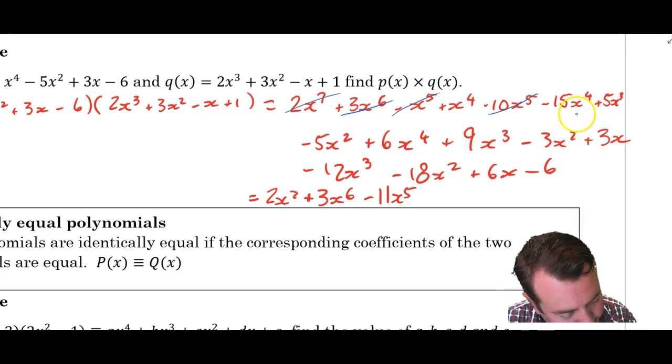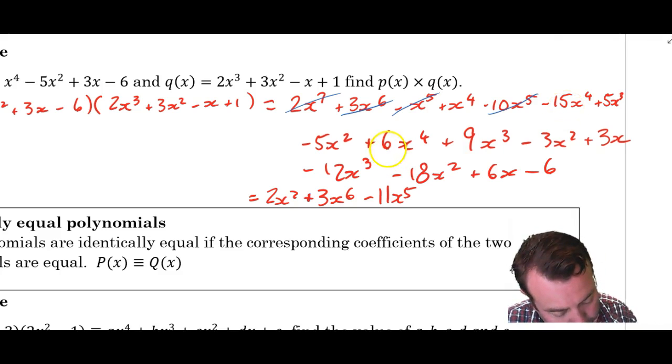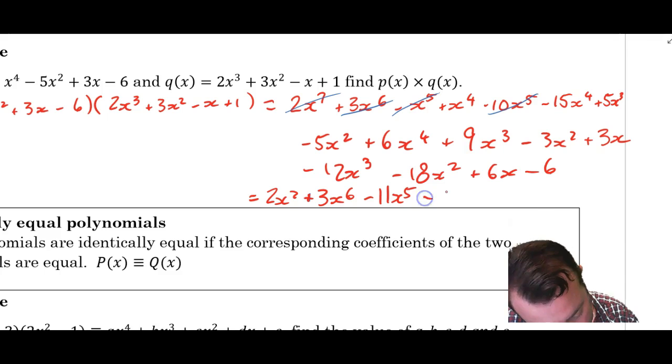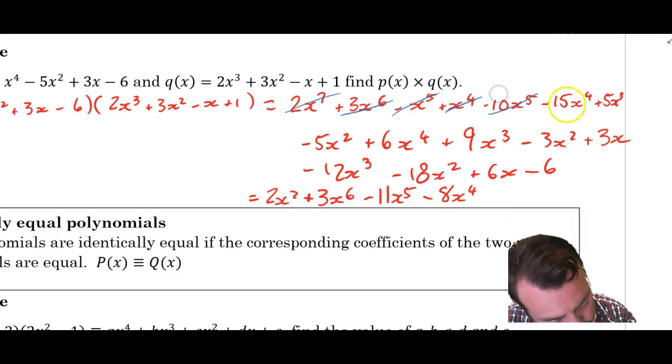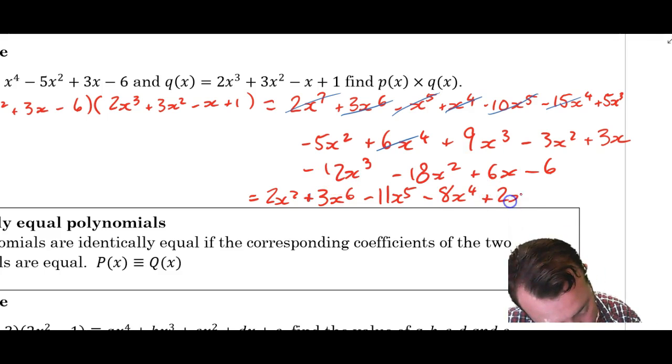So, 1 minus 15 is negative 14. Negative 14 plus 6 will be negative 8. Minus 8x to the 4. We get the 1, the negative 15 and 6. Now the cubes, I have 5 plus 9 is 14, minus 12 is 2. So plus 2x cubed. Back to the blue here.